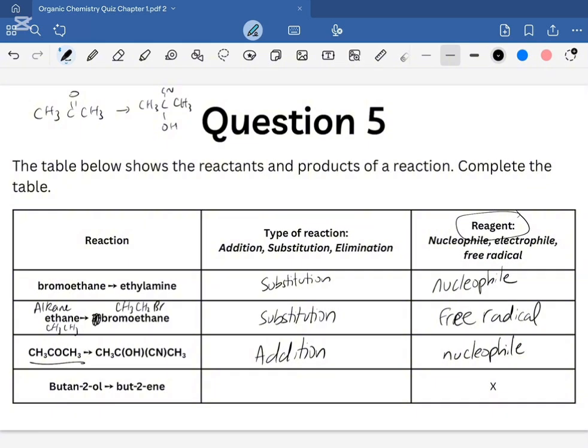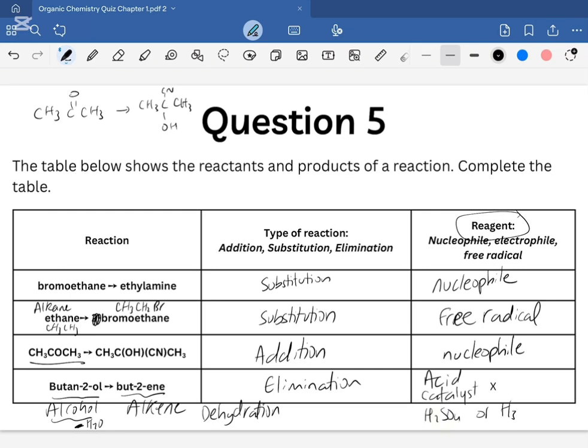Now in the last one, we have butan-2-ol. This is an alcohol, and we're going to form an alkene. Now this is actually a dehydration. It's an elimination reaction, because we are eliminating the water molecule from alcohol. So we're removing this water molecule, so it's an elimination. Now the type of reagent that's used in this reaction is usually an acid catalyst. It is either H2SO4, or we could use, for example, H3PO4.